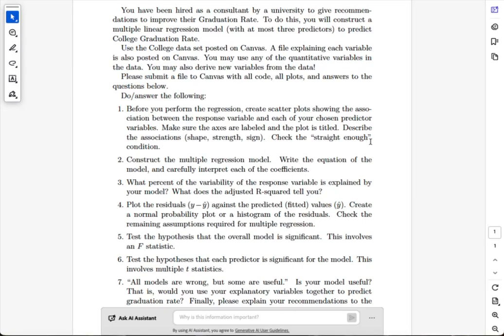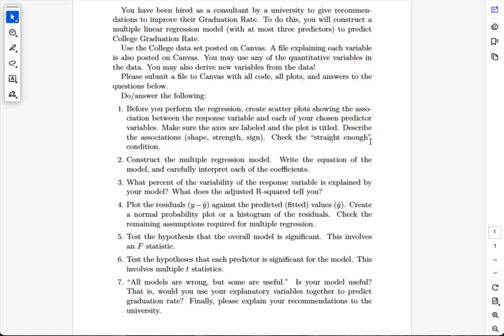The purpose of this project, through the role as a university consultant, was to use historical data to make recommendations to universities about how they could improve the graduation rate. To accomplish this, descriptive and exploratory data analysis was performed to develop a multiple linear regression model for the purpose of predicting college graduation rates.